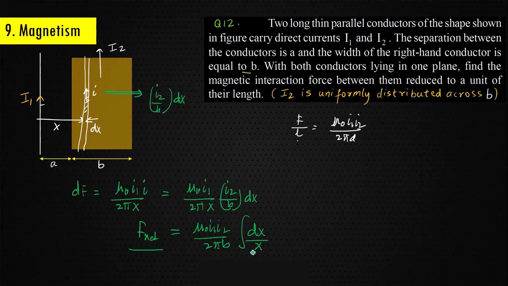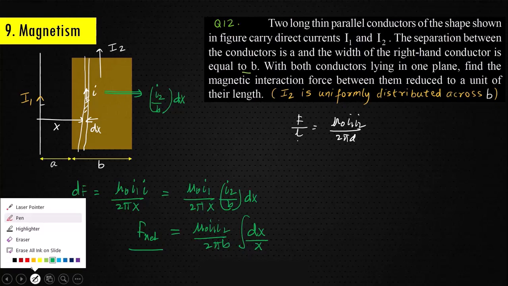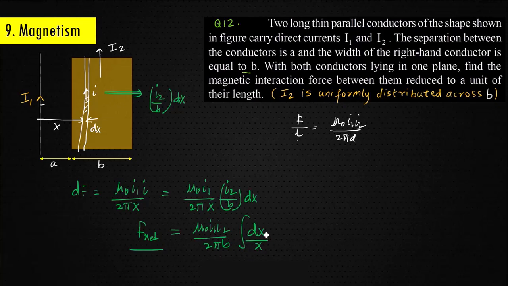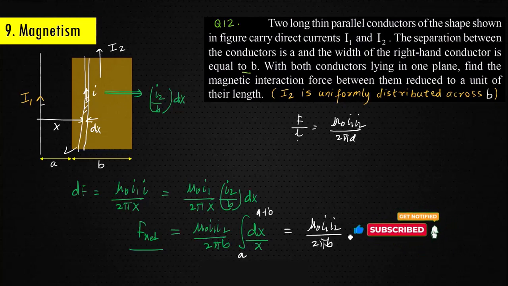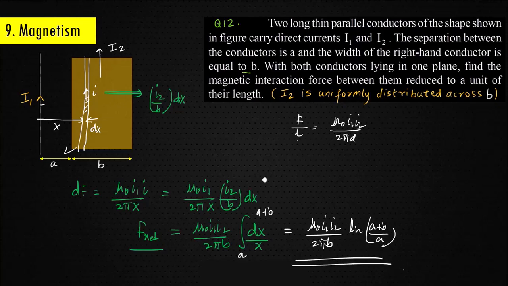Okay. Now regarding the elemental length dx, you have to put the limit of x. So x is starting from a to a plus b. So lower limit is a, upper limit is a plus b. Ultimately I am getting μ0 I1 I2 divided by 2πB into ln of (a plus b) divided by a. That will be your answer. So this is the force acting on this wire.